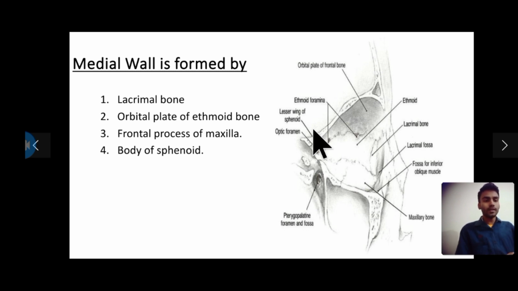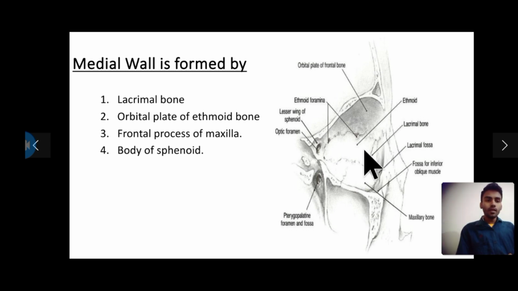Now we will see what are the other structures in relation to this. There is a shallow depression at the frontal process of maxillary bone, and this is nothing but the fossa of the inferior oblique muscle. And this ethmoid bone separates the orbit from the ethmoidal sinuses.